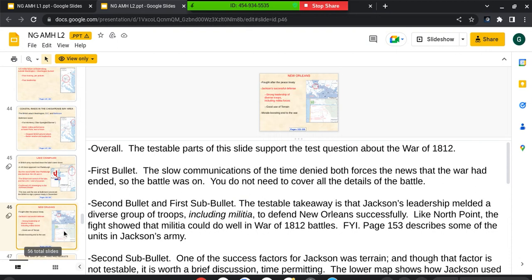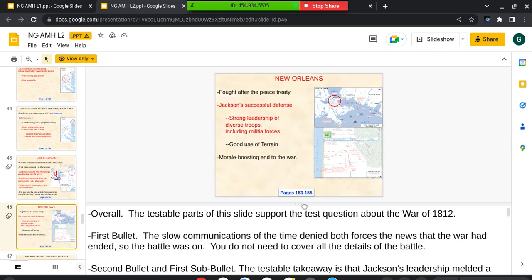Lake Champlain. Then we talk about the Battle of New Orleans. The Battle of New Orleans. Jackson was successful in defending New Orleans. He showed strong leadership with diverse troops, including militia forces.